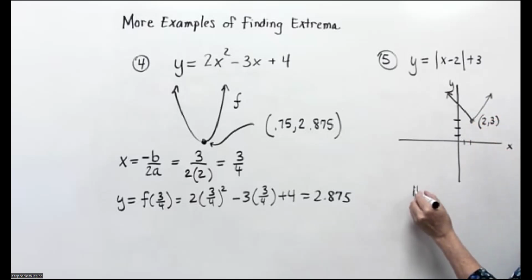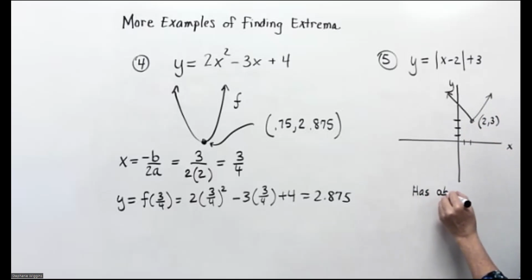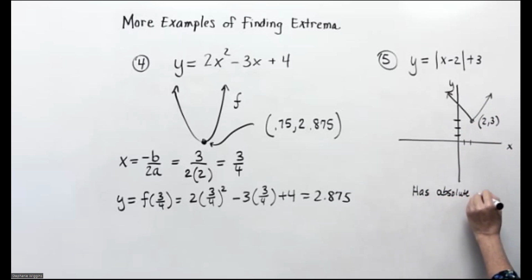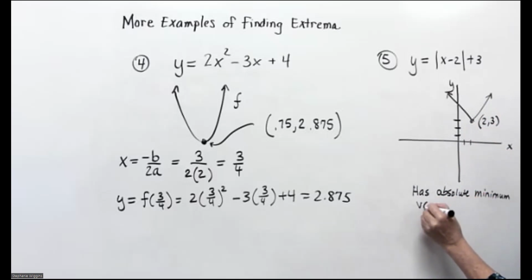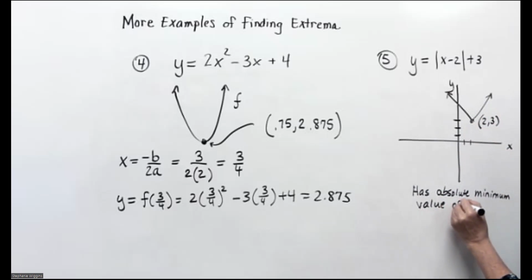So it has an absolute minimum value of 3 at 2.